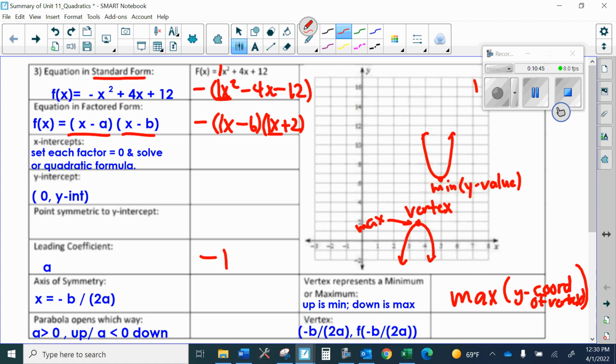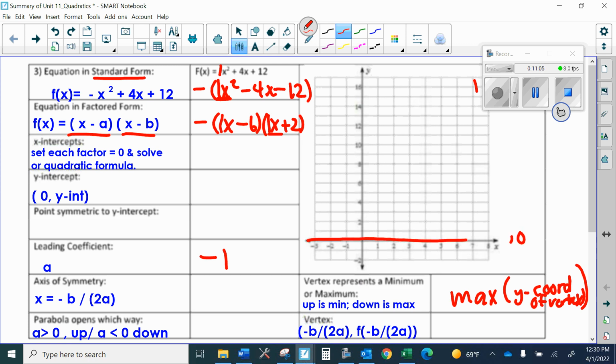Okay, so now you understand max and min. Now, we have this factored form right here. Remember from factoring, anything on the x-axis, every y coordinate is 0. X changes all along here, but the y coordinate is 0. So that's why we would set this equal to 0 for the y coordinate, because remember f of x is like y, and we go ahead and set each factor equal to 0.